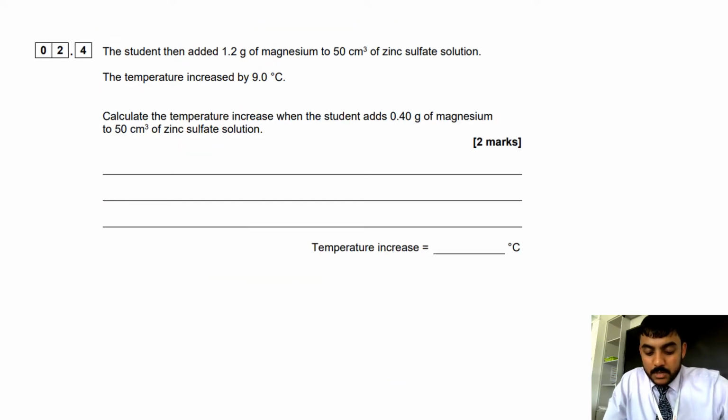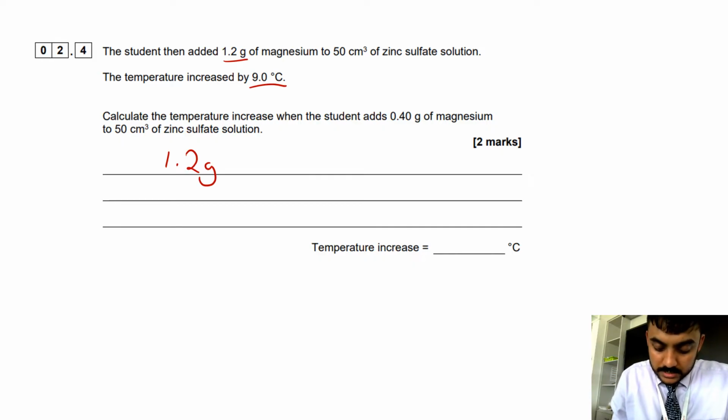The student then added 1.2 grams of magnesium to 50 centimeters cubed of zinc sulfate solution. The temperature increased by 9 degrees. Calculate the temperature increase when the student added 0.4 grams of magnesium to 50 centimeters cubed of zinc sulfate solution. Simple. So it's saying this is the ratio: when it's 1.2 grams, the temperature changes 9 degrees Celsius. So what will it be when it's 0.4 grams?